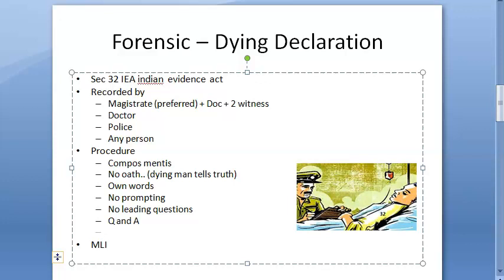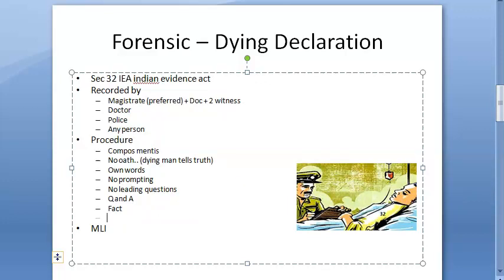The statement made must be a fact, not opinion. Something like "I think", no need. What happened? Facts we need to know. We don't want opinion. If somebody is giving an opinion, then you should ask for the facts. After recording, you should make this person read it, or you should read it to him. He should sign or put a thumb impression.